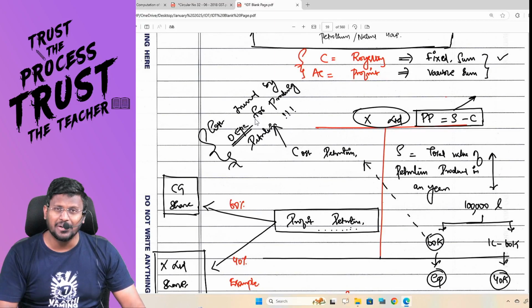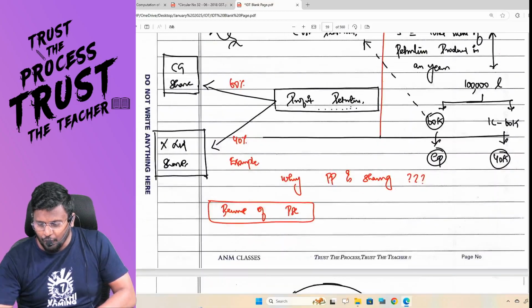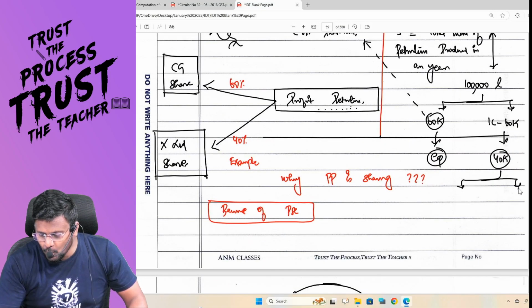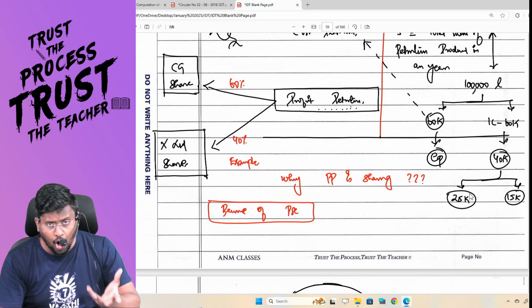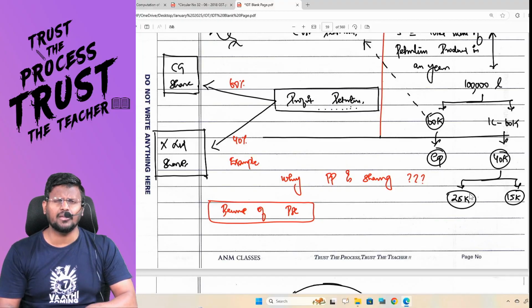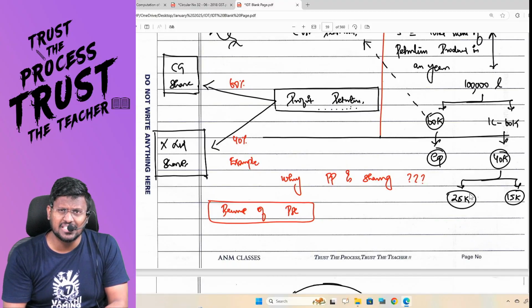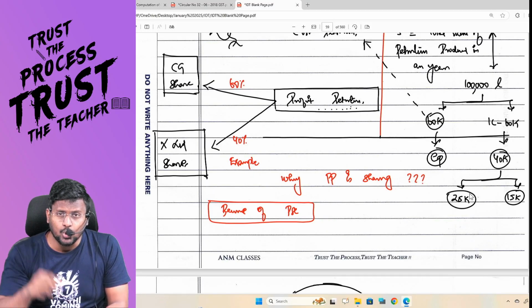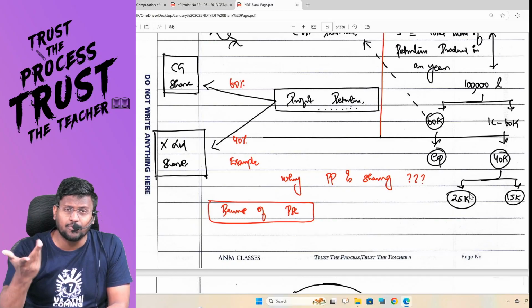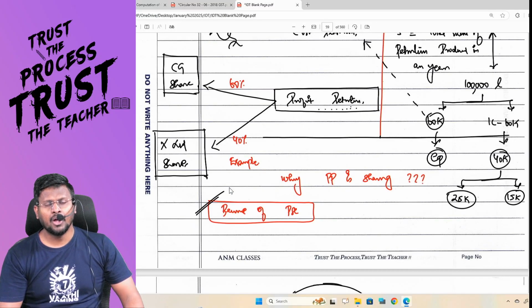What the central government is saying is that out of this profit petroleum, 40,000 liters, you give us, sir, 25,000 liters. The balance 15,000 you keep. Or 50-50, 60-40, whatever it may be, my dear lovable students. So this is what is happening. Now the question arises, why out of that profit petroleum do we have to share with the central government? It is because of PSC.